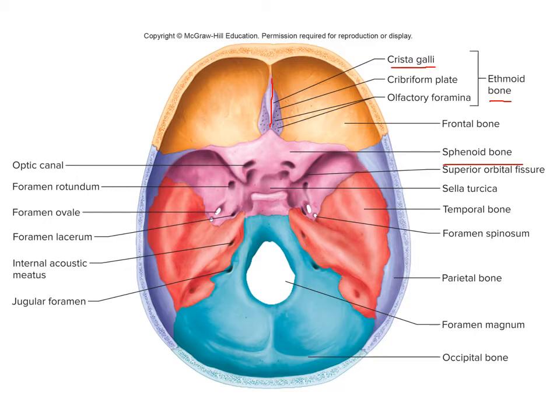crista galli, which is a name that means the crown of the rooster. That's a bad rooster drawing, but it'll have this little thing on the top of it like that. That's what they said it looked like, and it kind of does. It's the ridge of it. It's actually the very topmost part of the nasal septum.